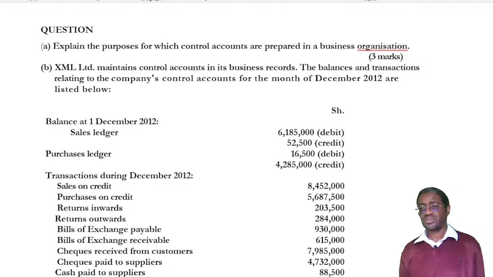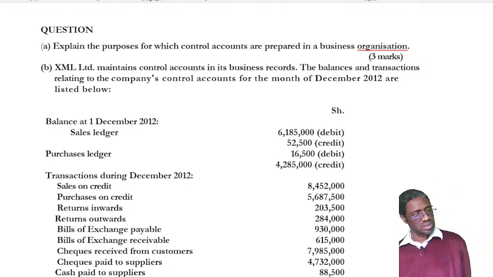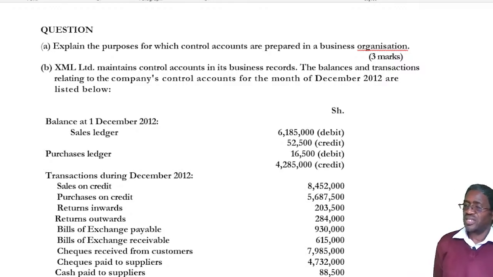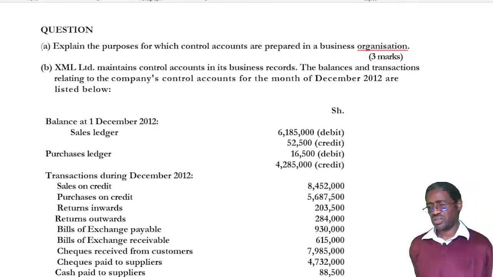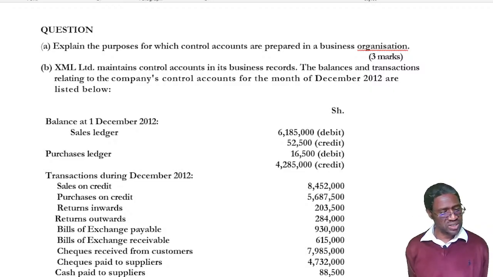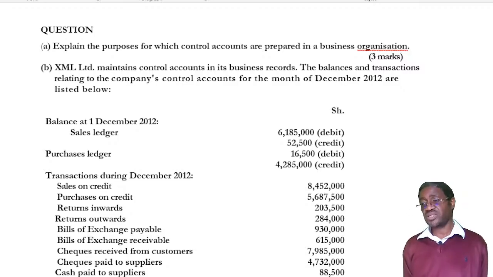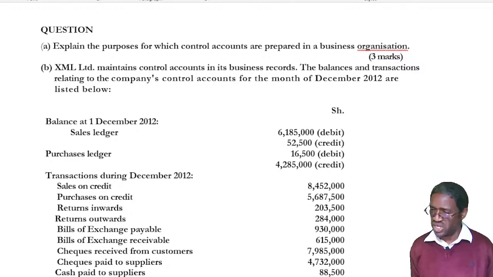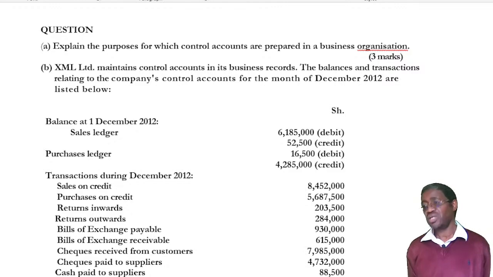Number three, to determine the amount of debtors and creditors that should appear in the balance sheet.